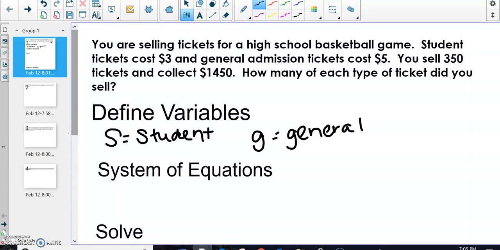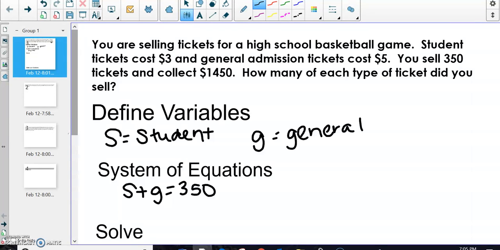Okay, so the first thing I'm going to do is write two equations. One is going to have all the money in one equation and then how many tickets you sell in another. So S plus G is going to equal 350, because this is telling me how many student tickets and how many general admission tickets I sold.